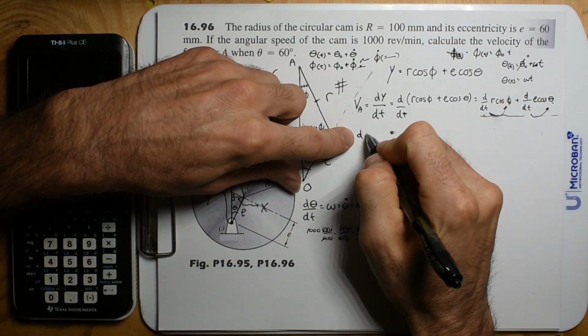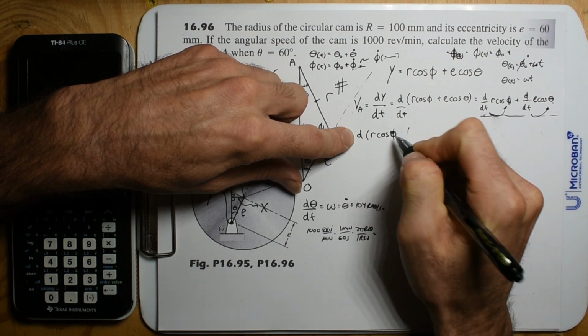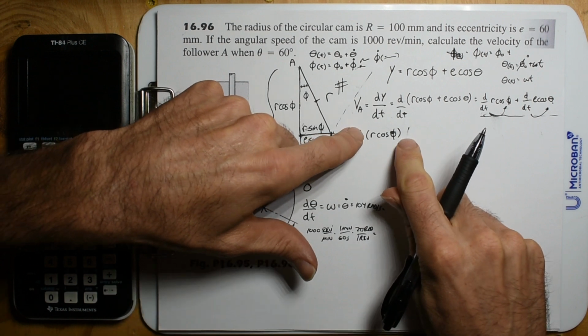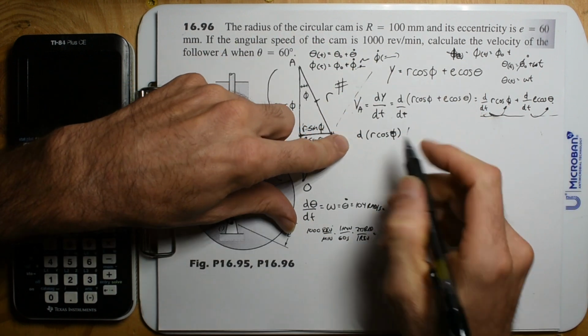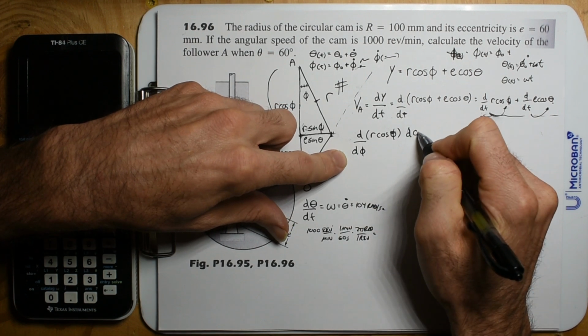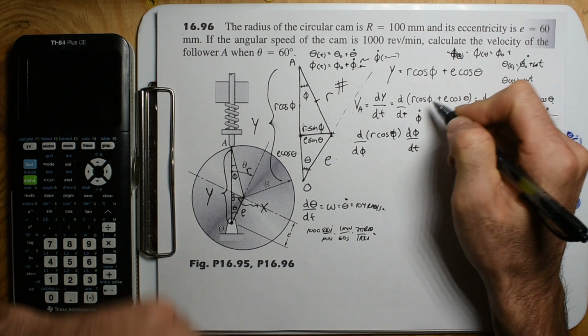So I do d of r cosine phi. If it helps, put the top in parentheses. You are changing this function, and then we're going to do d phi. But then I have to multiply by d phi dt, and just know that this is going to be that phi dot.